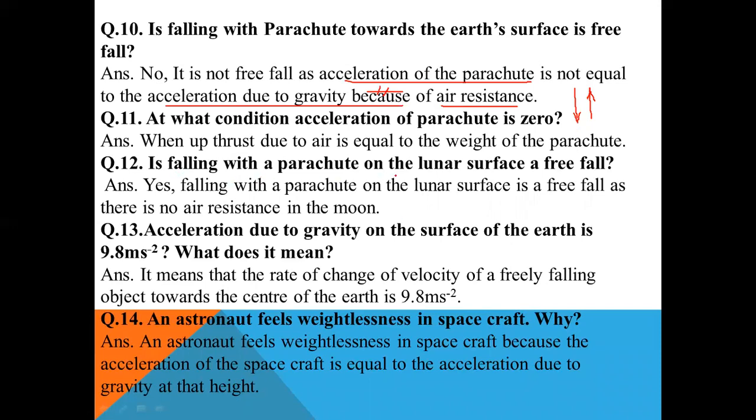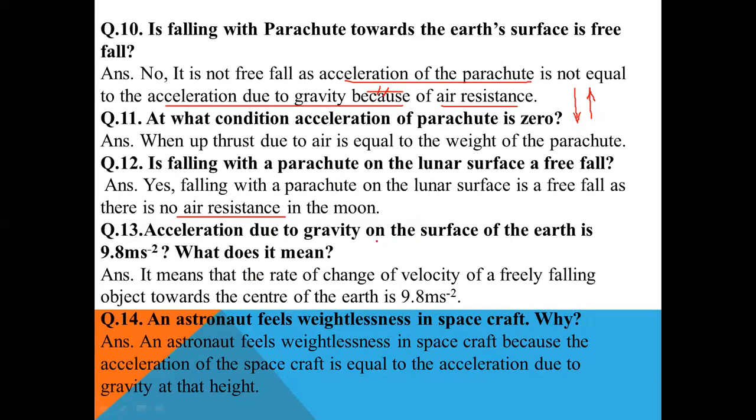Is falling with parachute on lunar surface free fall? Yes. Falling with parachute on the lunar surface is free fall as there is no air resistance. Because of the absence of the air resistance, it is free fall. So there is the possibility of getting hot while falling with parachute on the lunar surface. But we do not get hot while we fall with parachute towards the surface of the Earth.